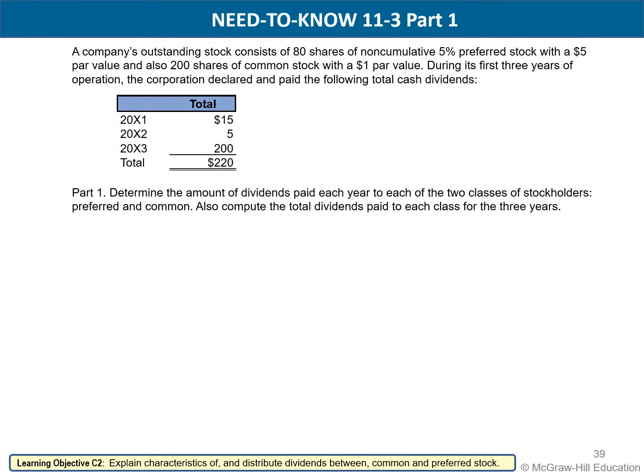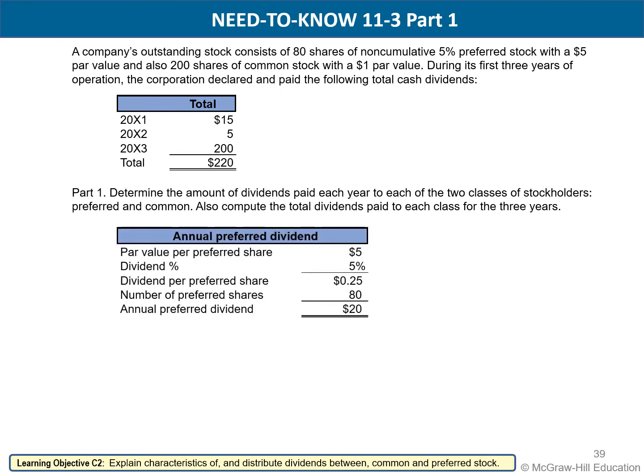All right, so a company's outstanding stock consists of 80 shares of non-cumulative 5% preferred stock with $5 par value, and also 200 shares of common stock with $1 par value. During its first 3 years of operation, the corporation declared and paid the following total cash dividends. In part 1, they want us to determine the amount of dividends paid each year to the two classes of stockholders, and then to compute the total dividends paid to each class for the 3 years.